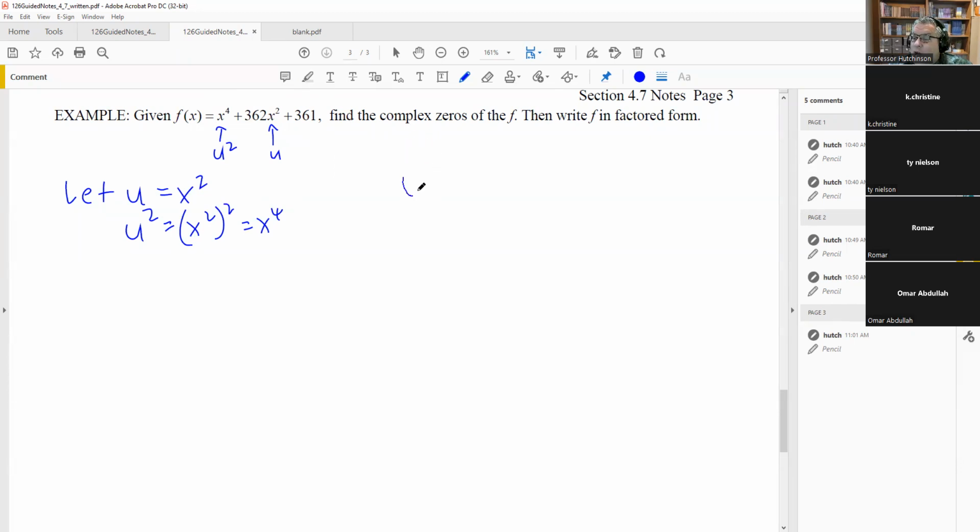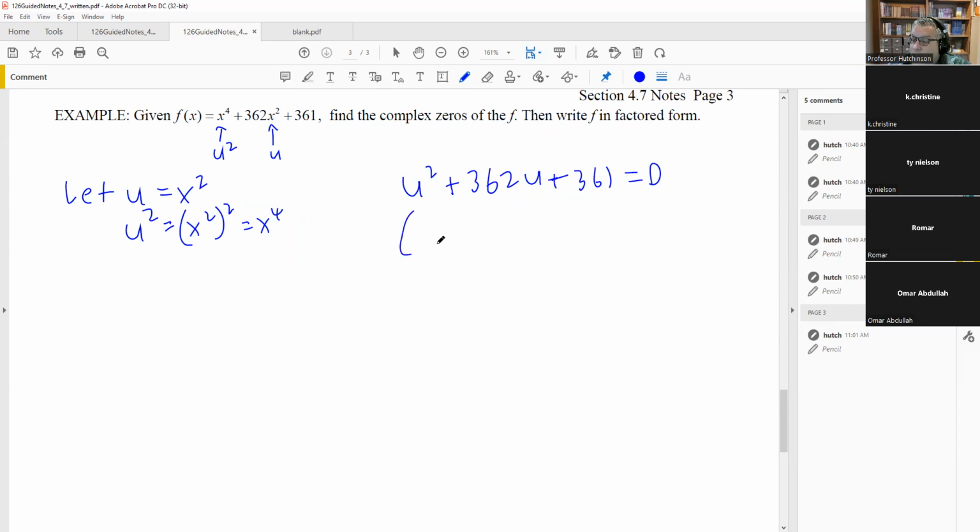So with that, I'm going to change the problem into u squared plus 362u plus 361, and I'm going to set that equal to 0. Okay, so now I have this. It's a lot easier to solve now, since I have it as a quadratic.